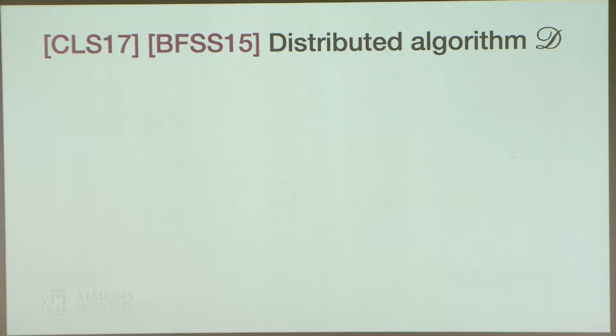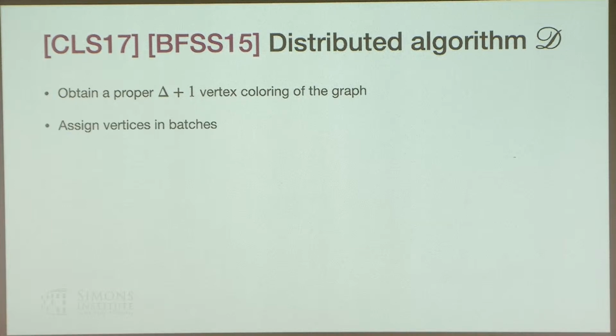I'll give a very high-level sketch of this algorithm. So delta is actually the max degree of the vertices. Sorry, I should have mentioned it in the previous slide. So if your max degree is delta, there exists a delta plus 1 vertex coloring of the graph. And in the first step, they obtain a delta plus 1 vertex coloring. And then the idea is to assign these vertices in batches. So let's say they label the colors from 1 to delta plus 1.